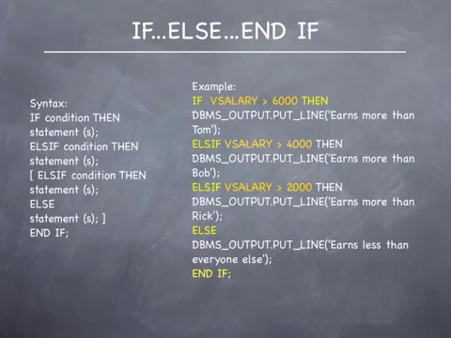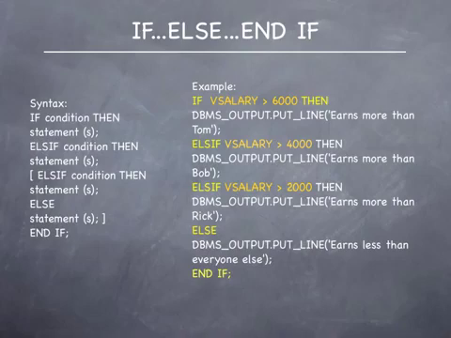On the right side is an example that performs multiple checks on the content of a variable called vSalary. It begins with a check to see if vSalary is greater than 6,000. If it is true, the string to be displayed on the screen is "earns more than Tom". After executing the action, the program will come out of the entire if construct to the statement following the if.